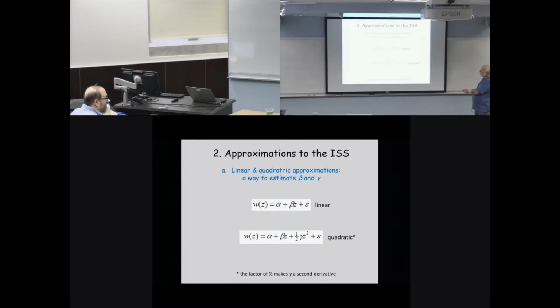Notice that there's a factor of 1/2, a factor that has a notorious history in the literature. We're going to put a factor of 1/2 there so that gamma will be the second derivative of the simple function. Without it, gamma would be twice the second derivative. And so we want gamma to have that second derivative, meaning we put the factor of 1/2 there.